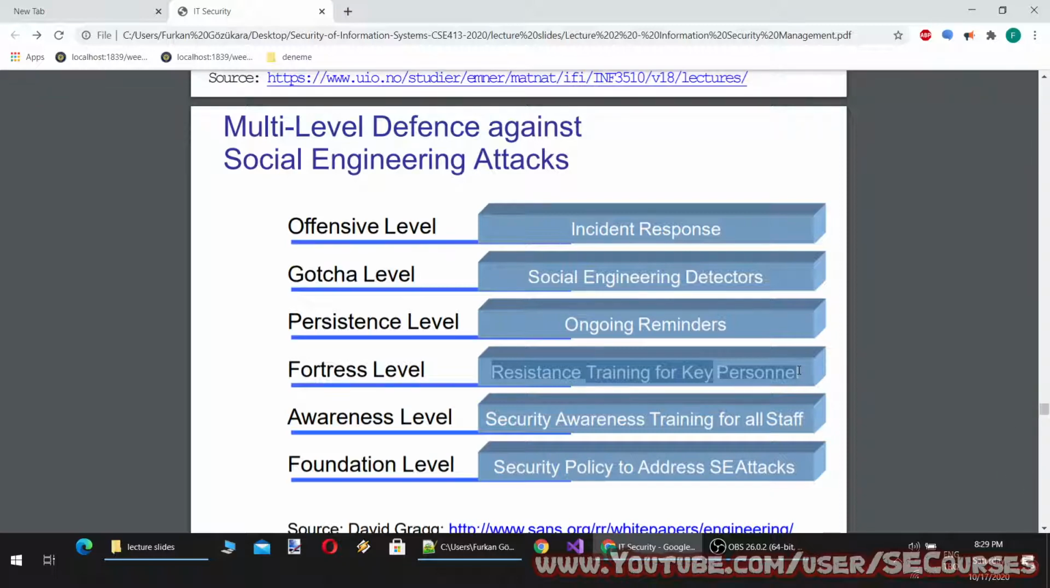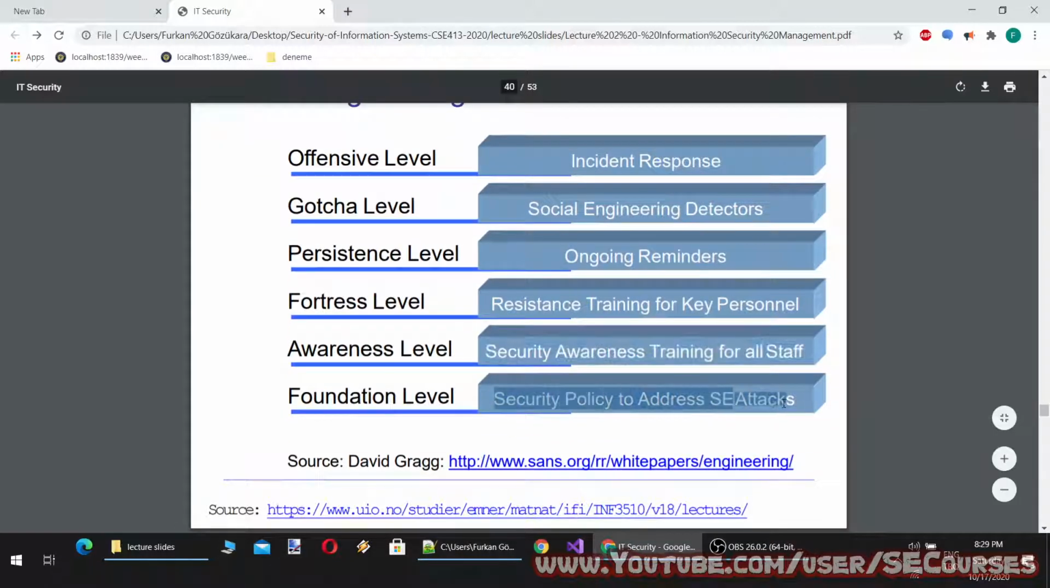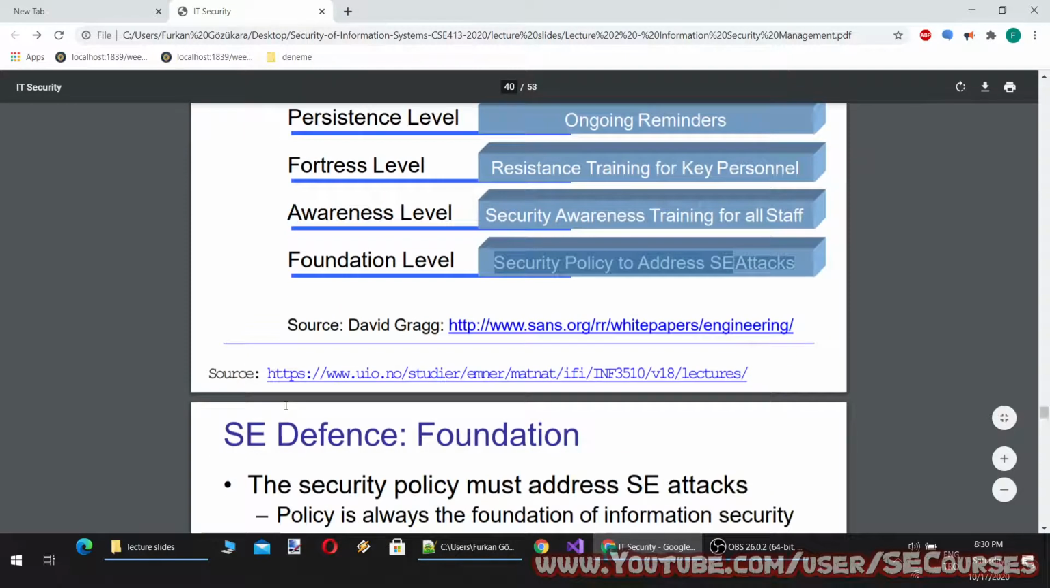It is like, if you have watched the movie Inception, there was a training for whether your dreams are being intercepted by other people or not. This is something like that. At the awareness level, you make your staff aware of social engineering, and you have a policy to address social engineering attacks. This is the foundation level.